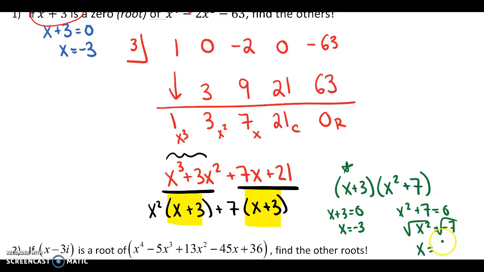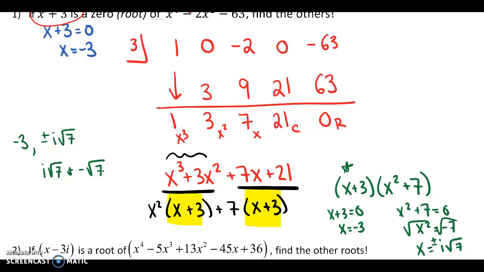So really this would be the square root of negative 7 is i root 7, plus or minus, because you're taking the square root. Okay, so my zeros then would be negative 3 with a multiplicity of 2. It's a double root. And then I would have plus or minus i root 7. If you prefer, you can write that as positive i root 7 and negative i root 7.